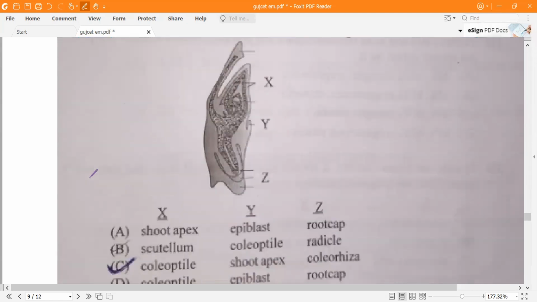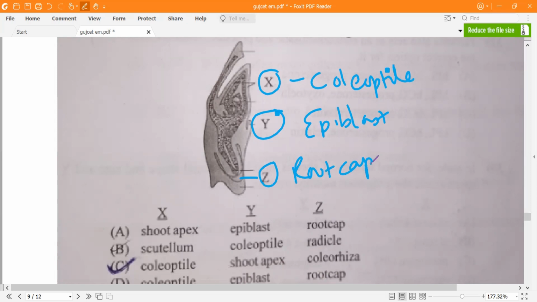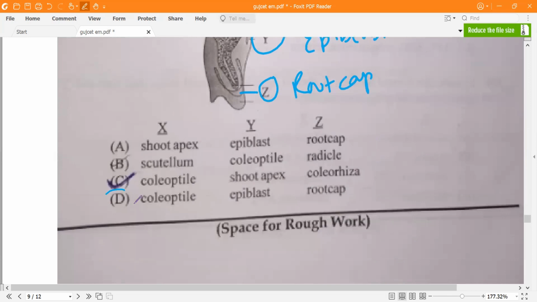Then you have to choose X, Y, and Z from the diagram. It is a typical monocot embryo they have shown. Let's say this part is what we call the coleoptile. Then there is this part, the outer covering which they have shown. It is the epiblast. And then this is the Z part, which is the root cap. So coleoptile, epiblast, and root cap. So D will come.